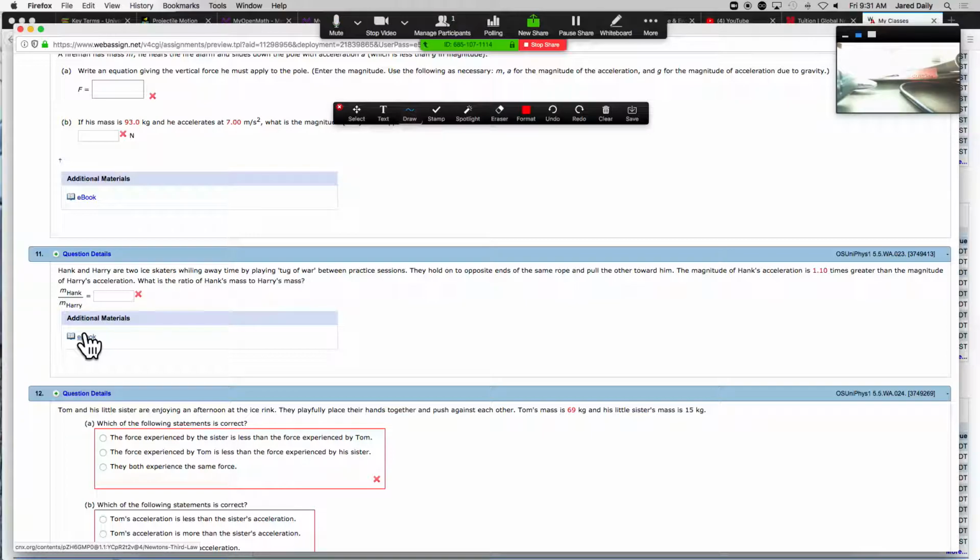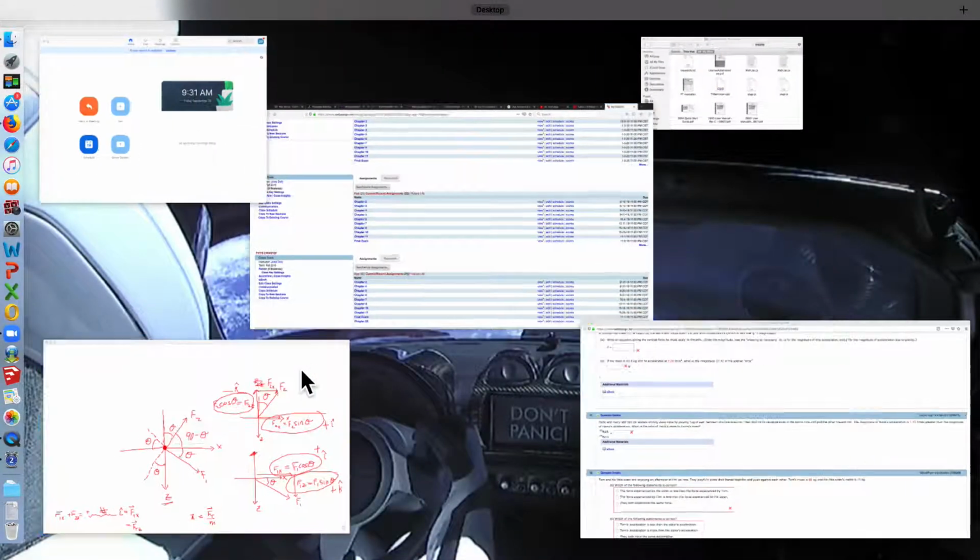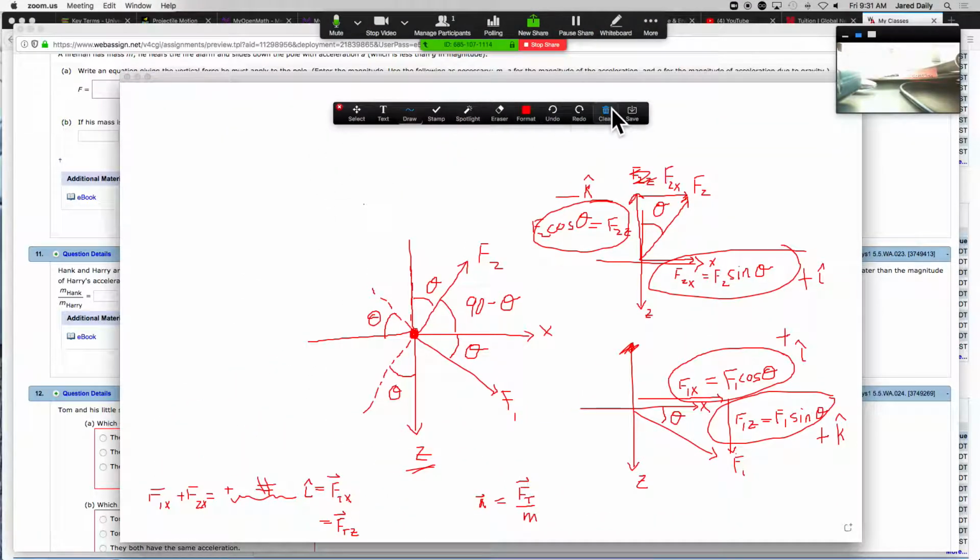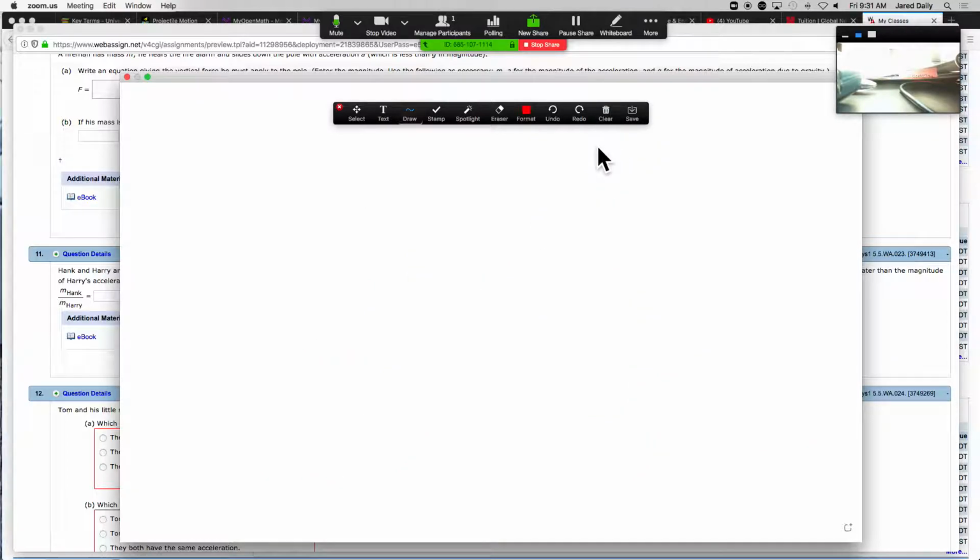So, here we have two ice skaters playing tug of war. They hold on to opposite ends of the rope, and Hank accelerates 1.10 times greater than Harry. And they want to know what is the ratio of Hank's mass to Harry's mass. Some people really struggle with these, so I want to show you how to do them. It's actually simpler than most people think.